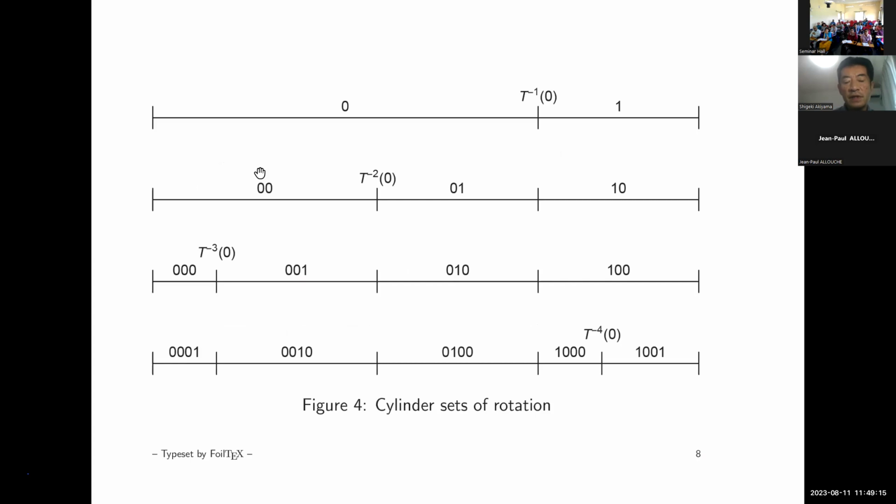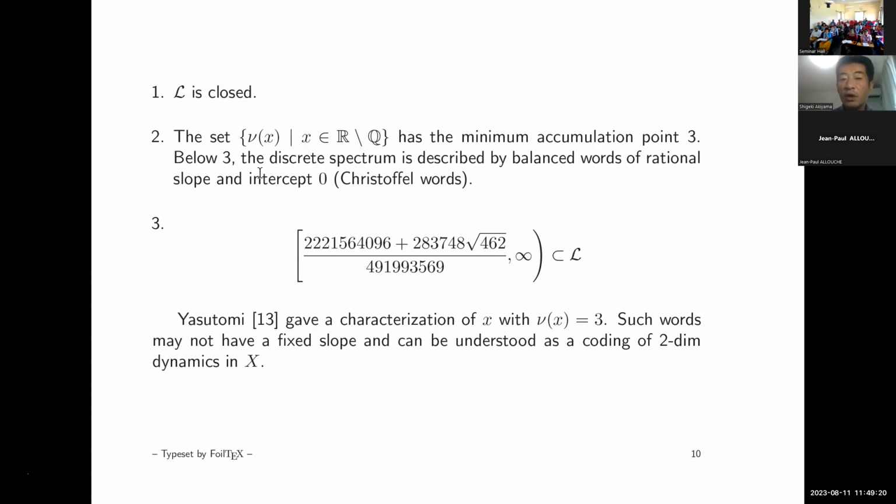This kind of word gives a complete description of the spectrum below 3. The third result is that yesterday I said 6, but the exact number is called Freiman's constant, which is something like 4.5 something. From here on, all numbers belong to the Lagrange spectrum. Okay.